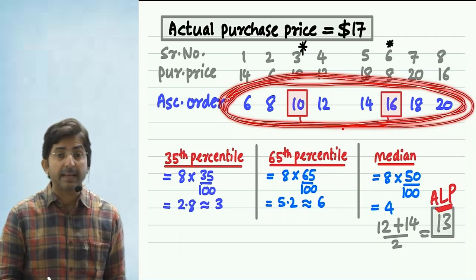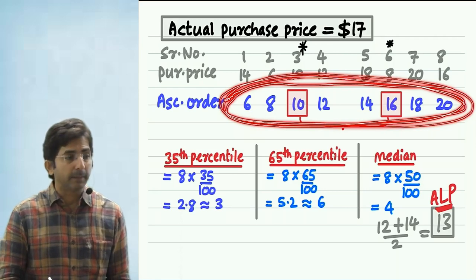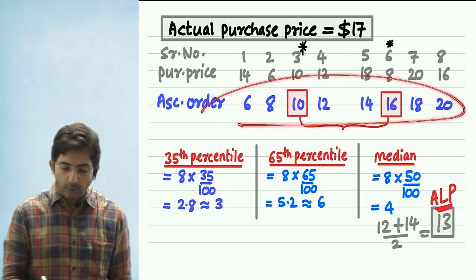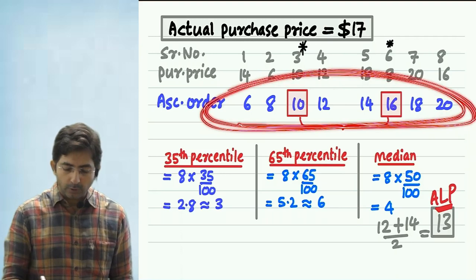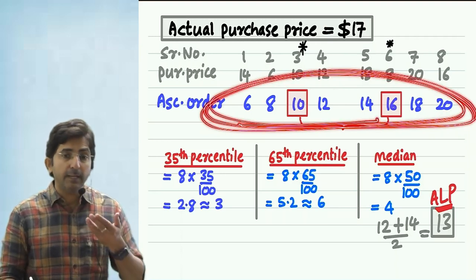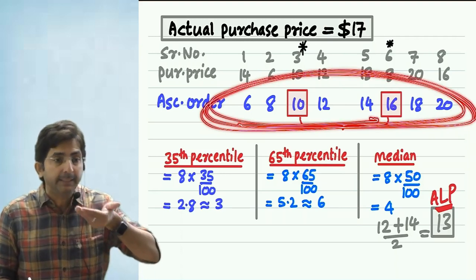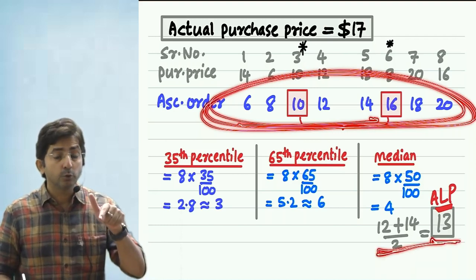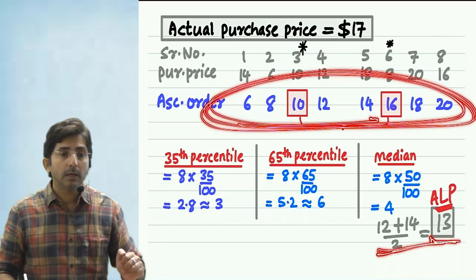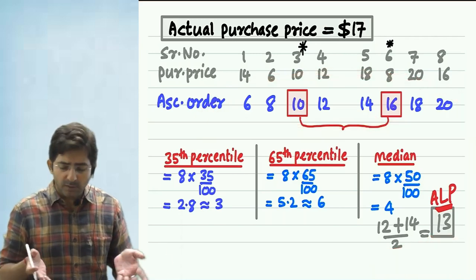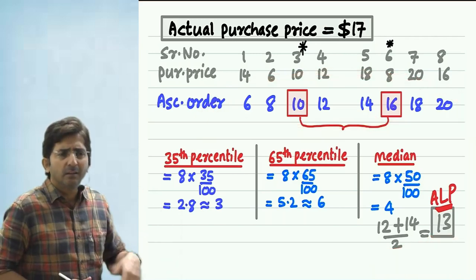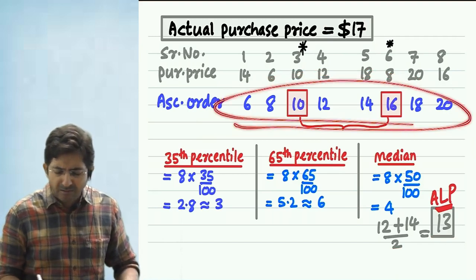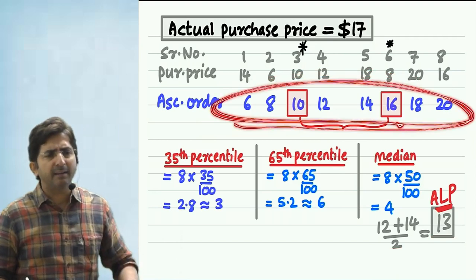I calculated the arithmetic mean. Arithmetic mean means what? Total of all divided by 8. So total of all divided by 8 means even if I take the simple average, the answer is 13 only. Did you check and see? So your doubt should be what? The answer is the same. So what is the nonsense we are doing? We could have simply added all and divided by 8.